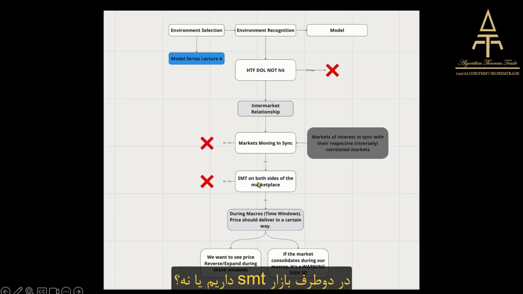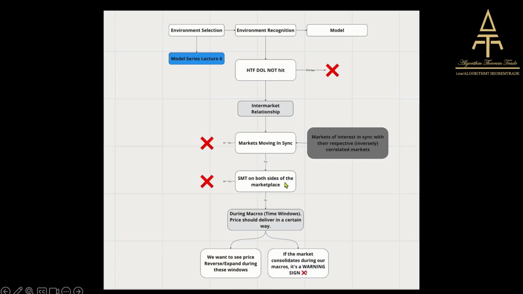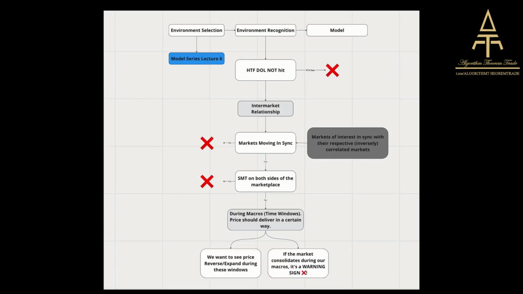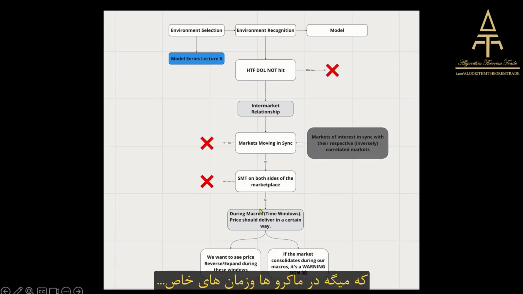Is there SMT on both sides of the marketplace? If there is, we walk away. We reset the whole sequence and we go back to environment selection. If there's no SMT on both sides of the marketplace, we take a look at the final key steps, which are during macros, our specific time windows, price should deliver in a certain way.